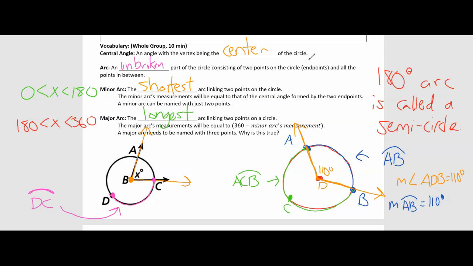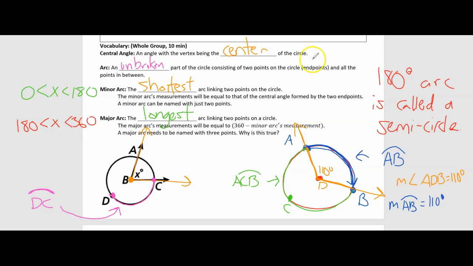So there's actually a couple ways we can measure arcs. We can say the arc will have a measurement of a certain amount of degrees. And then later on, we'll also see that we can measure the distance of an arc as well. So we can actually not only measure an arc in degrees, but we can measure how far it is from A to B, right? If I take that path right here, what's the actual distance that would be covered?